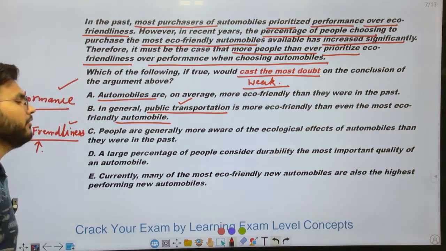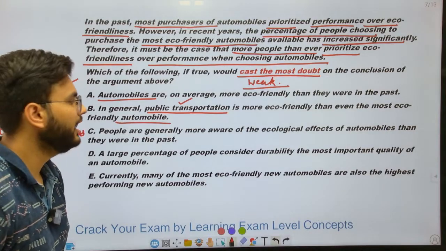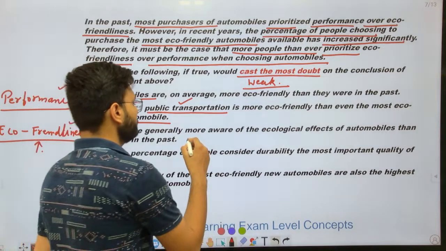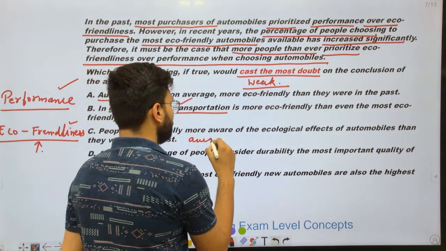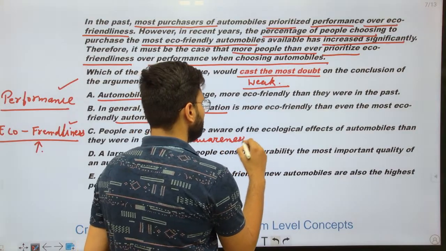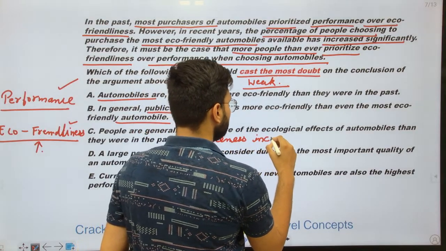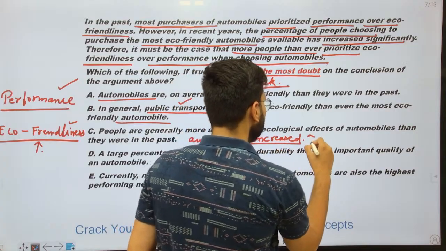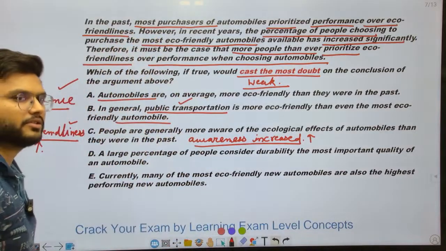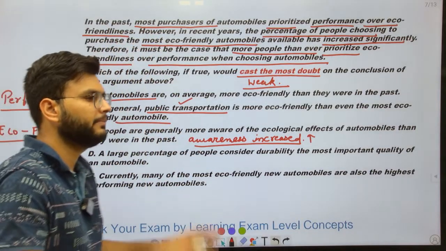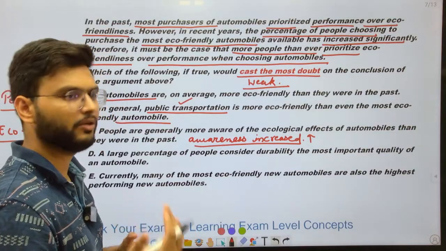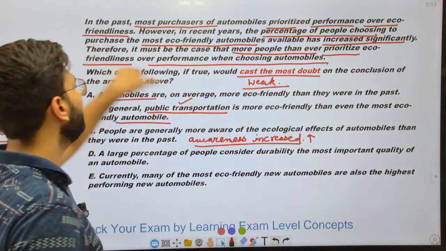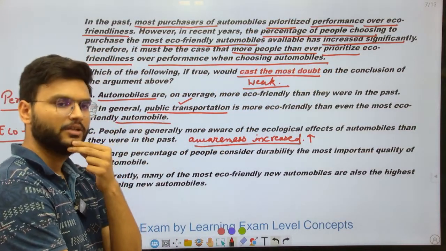Okay. Now you are saying awareness of people has what happened? Awareness improved, awareness increased. But increasing the awareness would not weaken the argument structure. It might be possible the people's awareness increased, but then also it is possible that more people than ever prioritize eco-friendliness over performance. Then also it is a factor.